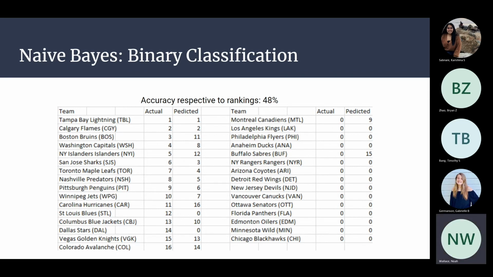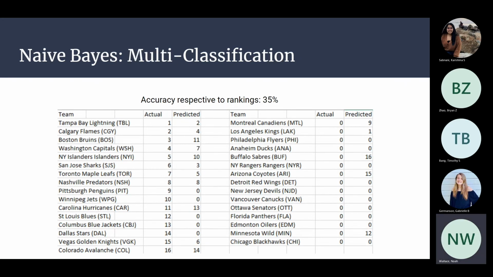Our naive Bayes binary classification reached an accuracy of around 48%, but it is worth noting that that accuracy mainly comes from the model correctly predicting teams that did not make it to the playoffs rather than teams that did. Our naive Bayes multi-classification did worse than the binary classification because it had not 2, but 17 classes to choose from. This gave the model many more incorrect options to choose from, resulting in a lower accuracy. Here, it is the same scenario where the model correctly predicts teams that don't make it to the playoffs rather than the correct rankings.